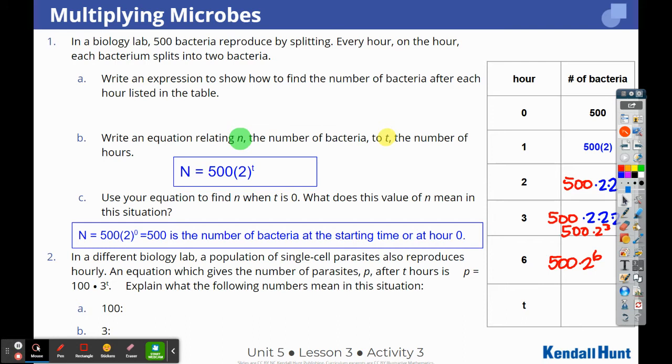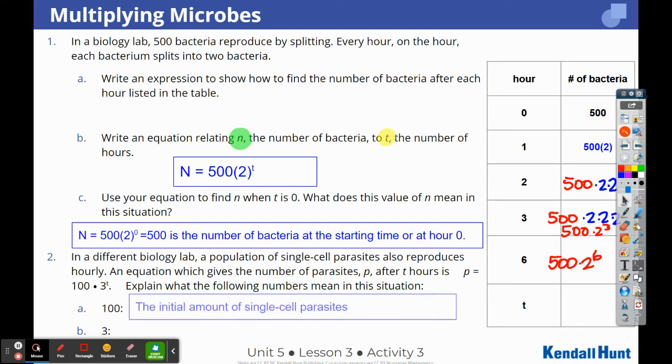All right, in a different biology lab, we have a population of single-cell parasites that are also reproducing hourly. So our equation here is P equals 100 times 3 to the power of t. So what does the 100 represent in this equation? The 500 up here represented the initial amount of bacteria that we started out with at hour 0. So what's the 100 represent? The initial amount of single-cell parasites, because now we're looking at parasites. Okay, so it's how many parasites we have at hour 0.